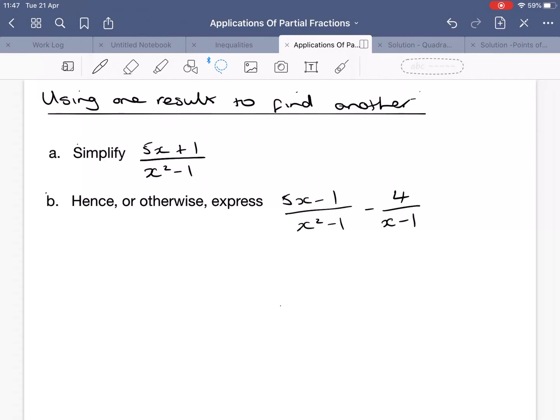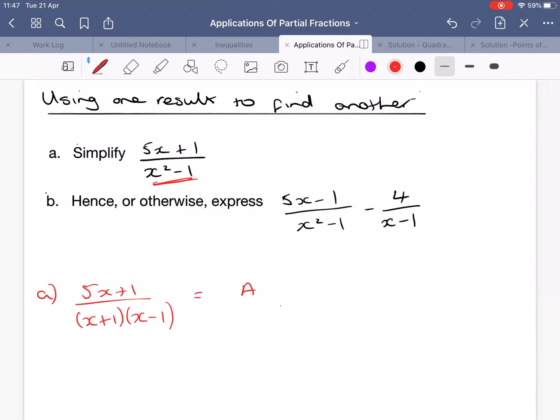So the first one is using one result to quickly find another result. So this is a very simple example to begin with. They're usually like the example we're going to do in a minute. But the first bit, simplify 5x plus 1 over x squared minus 1. And it doesn't really explain what it means by that, but it means write it as a partial fraction. So what we've got to do is, for our part A, we've got to say 5x plus 1 over. Now, I need to factorise this denominator. And as we can see, it's a difference of two squares. So that just becomes an x plus 1 and an x minus 1.